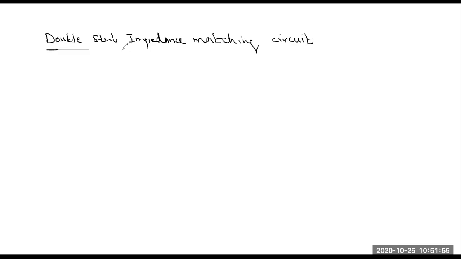And because of that reason, it's known as double stub impedance matching circuit. Now, before talking about the operating principle of double stub, we also need to understand why we need double stub impedance matching circuit. What is the problem with the single stub matching circuit?